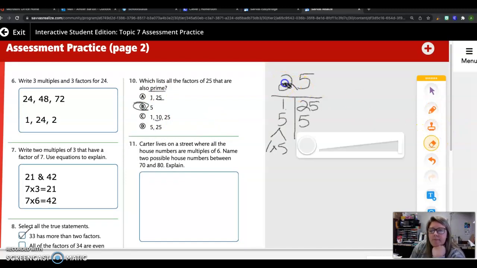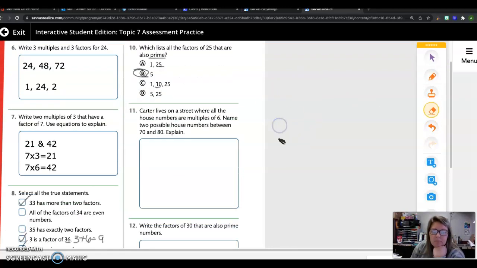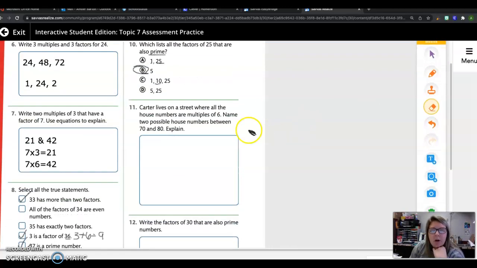So let's move on to number 11. Carter lives on a street where all of the house numbers are multiples of 6. Name 2 possible house numbers between 70 and 80 and explain.